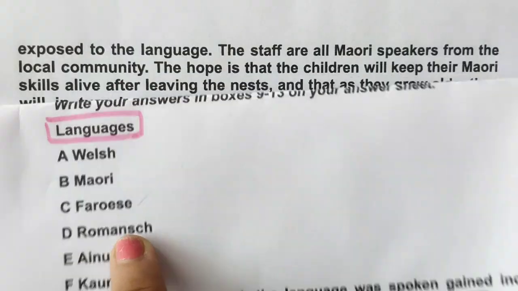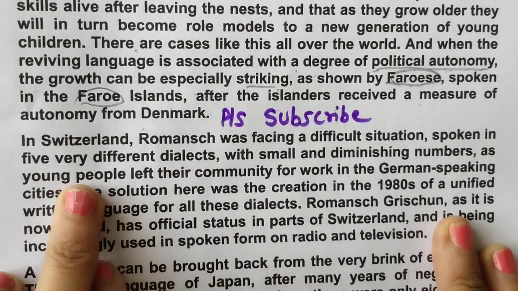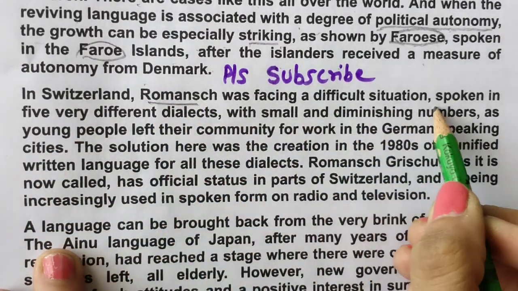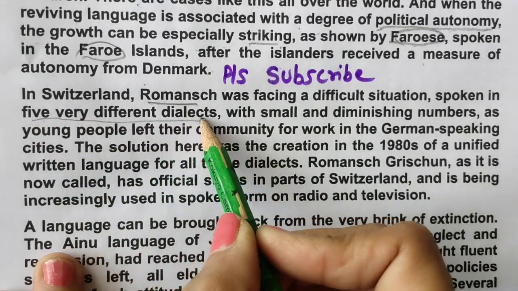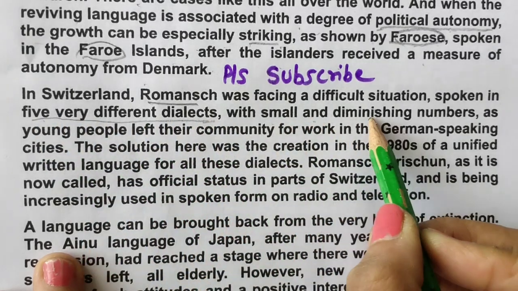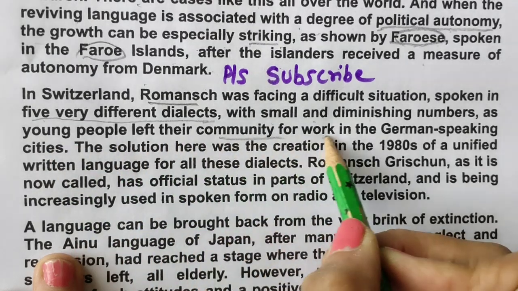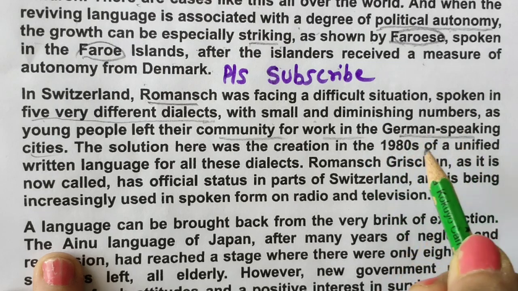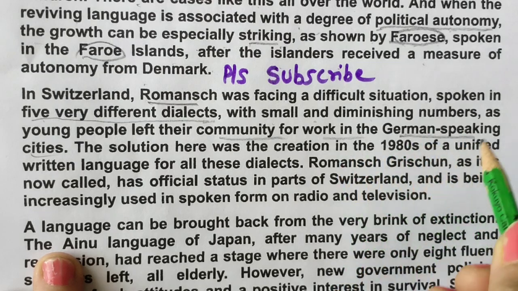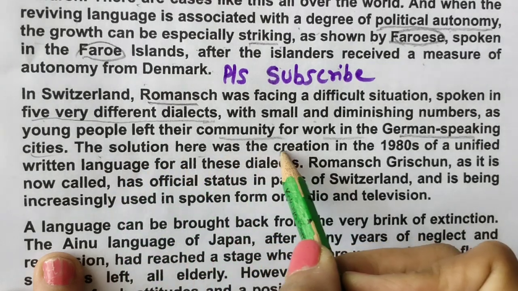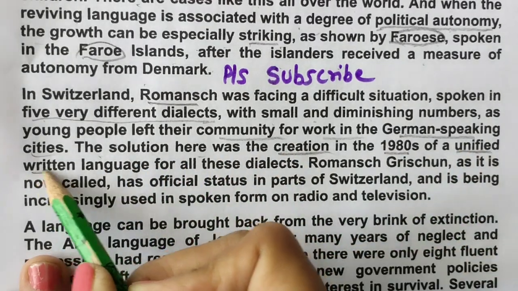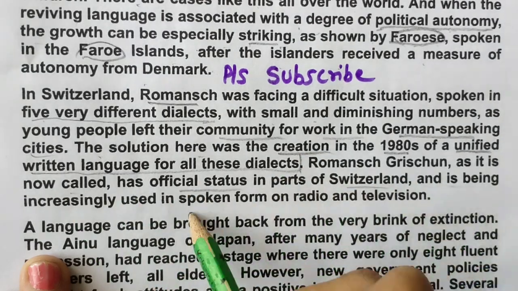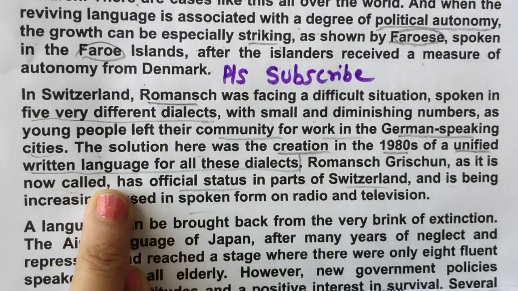Now next language, Romansh. Okay, so next page is this. Romansh was facing a difficult situation, spoken in five very different dialects with small and diminishing numbers as young people left their community for work in German speaking cities. Definitely those community members, they are shifting to another country, they will definitely mix their own native language and a foreign language. The solution here was creation in 1980s of a unified written language for all those dialects, as it is now has official status in parts of Switzerland.